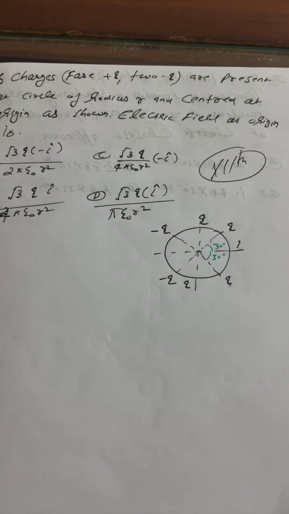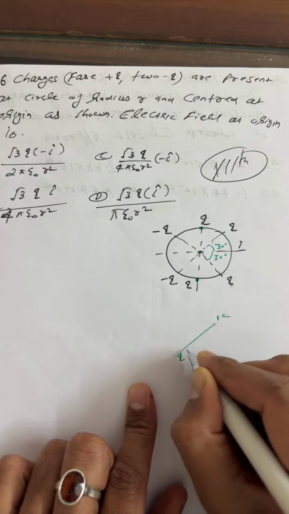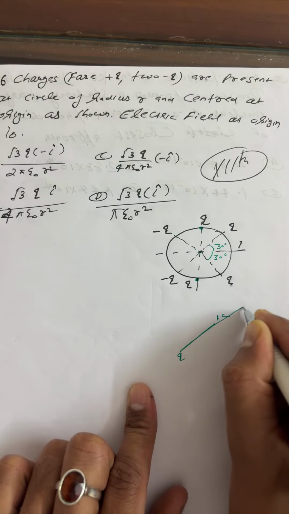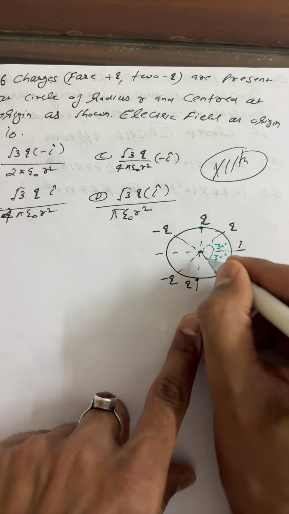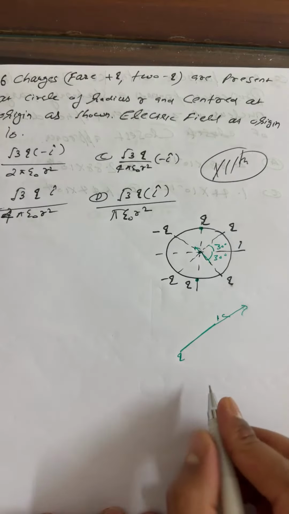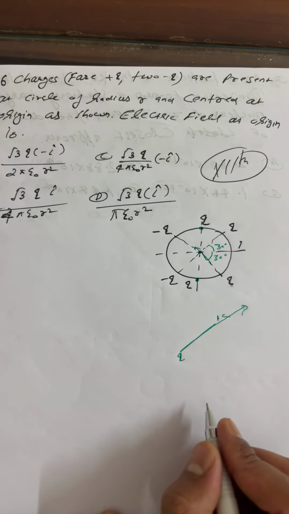Electric field due to a point charge, I'm telling a little theory. This is q, this is 1 coulomb charge. So this is the direction of electric field due to a point charge. Due to this, you can see this is the direction. I can say this is a negative charge. Students, you can cancel out.